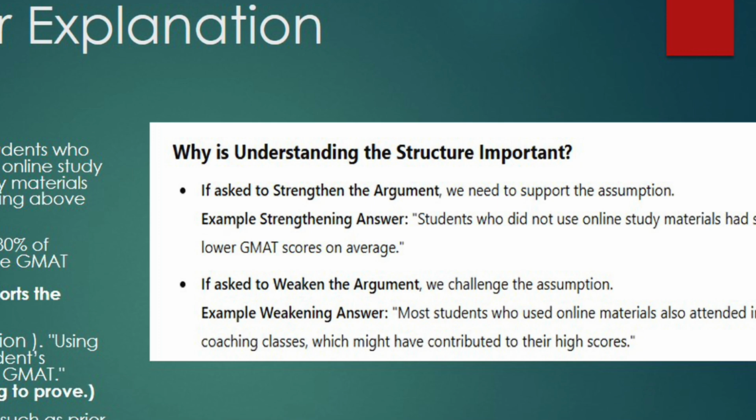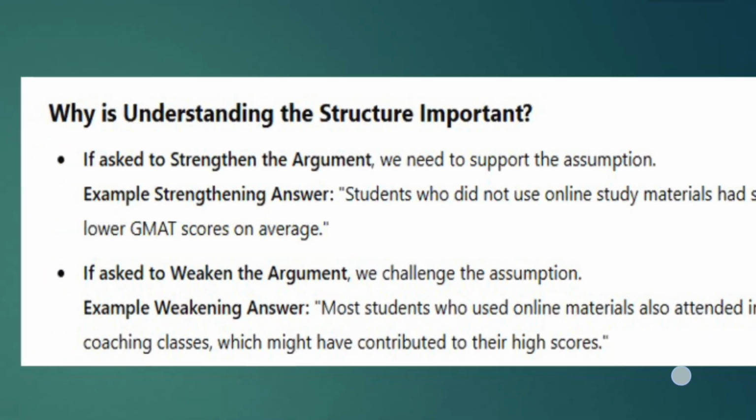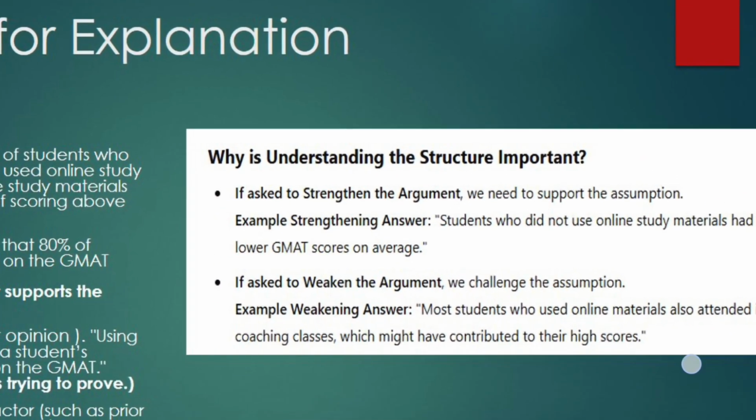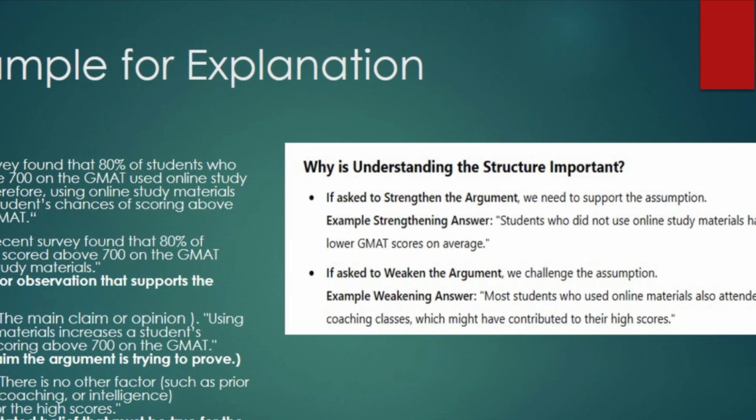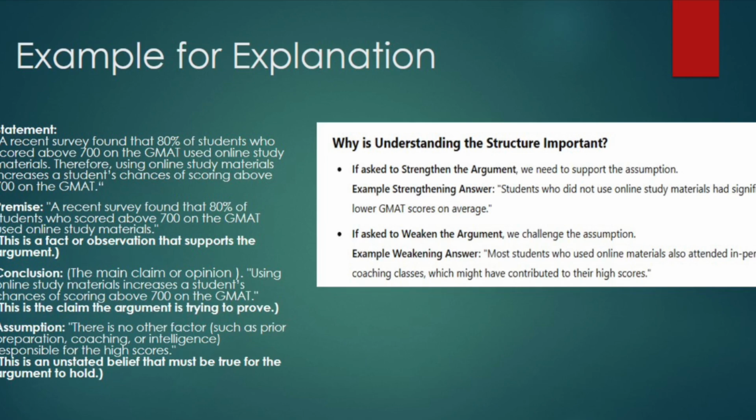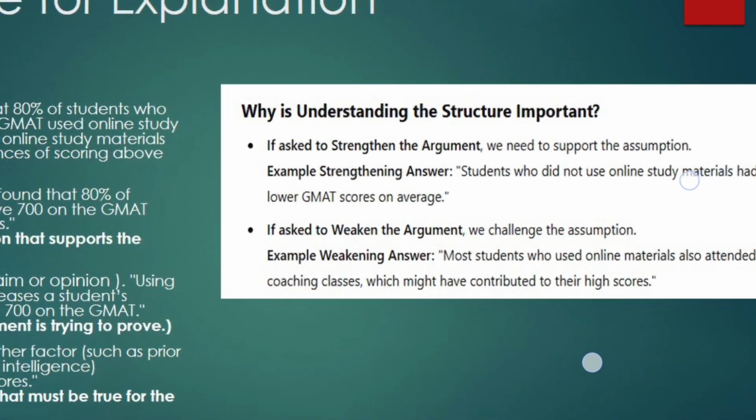Fine. Now sometimes we will be asked to weaken the argument. So how we can weaken the argument is to attack the assumption. That's why assumption is very important. So: most students who used online materials also attended in-person coaching classes, which might have contributed to their high score. Means now the assumption that only online study material was the factor, no, there was one more factor for a high score being introduced.